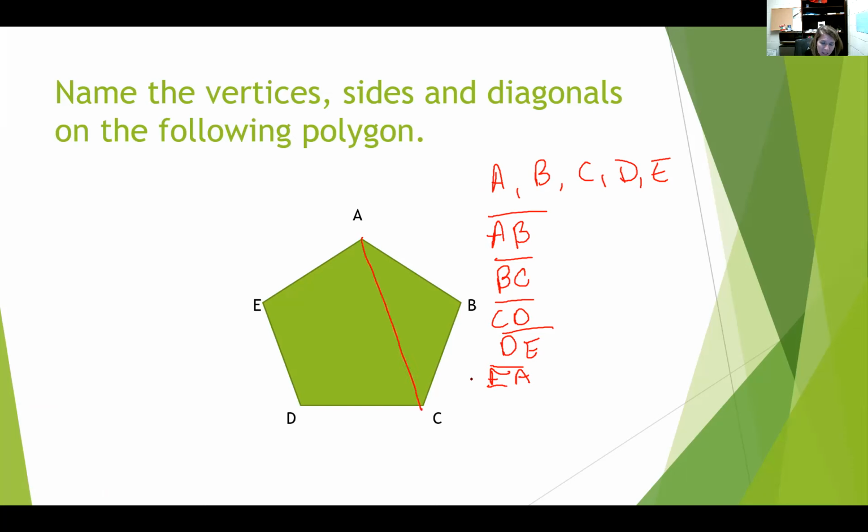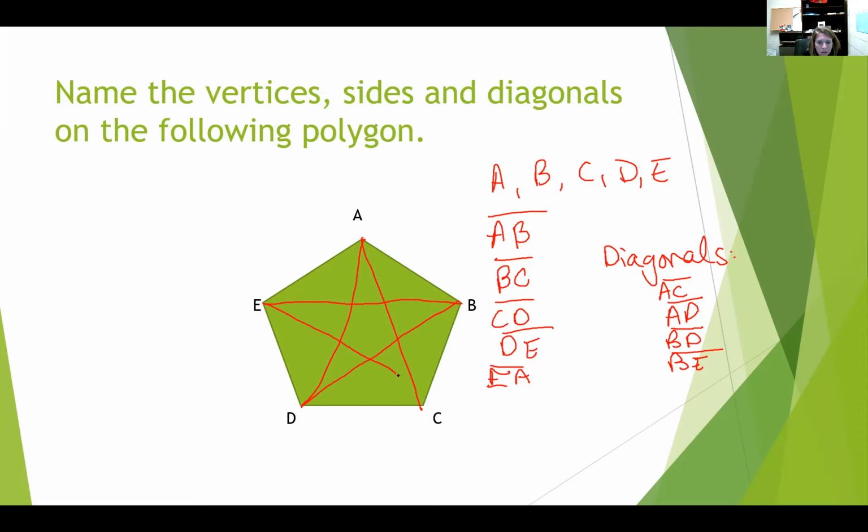And then we have several diagonals. We have A to C. So diagonals are A to C and A to D. We have a few more. We have B to D, and then we have B to E. And then my last one would be E to C. Okay, any questions on that? Hopefully you guys are good on those.